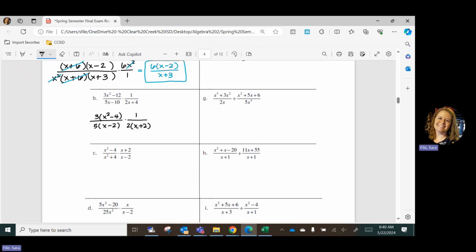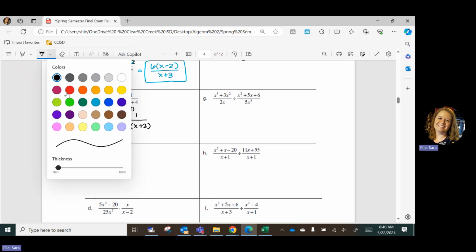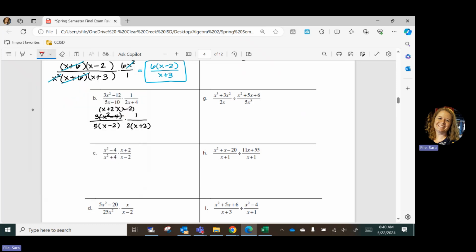Now, that numerator, x squared minus 4, can actually be factored further because it's a difference of 2 squares. So instead of x squared minus 4, that becomes x plus 2, x minus 2. I'm going to go ahead and mark that out. I factored it further. Now I'm going to see if I can reduce, which I see an x plus 2 in the numerator and denominator, and I see an x minus 2 in the numerator and denominator. Those will all reduce and leave me simply with 3 over 10.